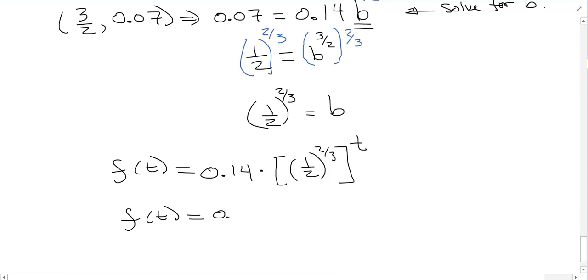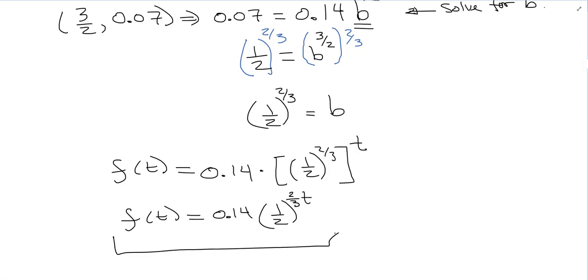So let's simplify this. I'm going to have 0.14 and then 1/2 to the power to power. We multiply the exponents. So this will be 2/3 to the t, and that will be my model for this problem. There are other ways you could solve it using logarithms, but I haven't reviewed logarithms yet, so I'm not using that.